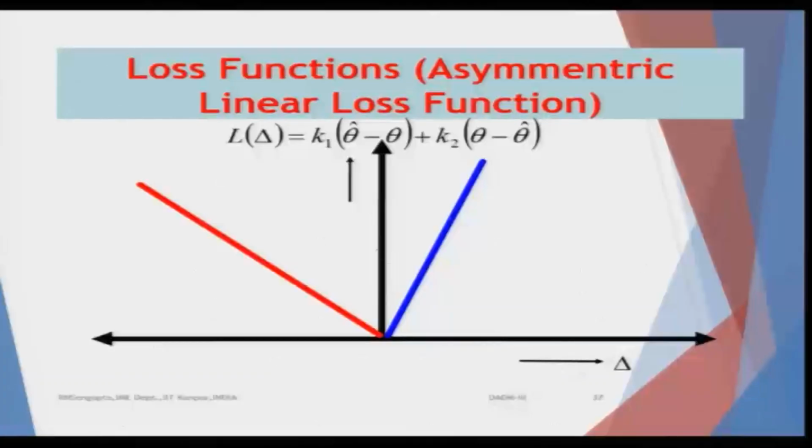So, k 1 will be multiplied if it is overestimated, and k 2 will be multiplied if it is underestimated. If the k 1 value is higher and the k 2 value is lower, then overestimation will be more penalized on the right hand side and underestimation will be less penalized on the left hand side. In case I reverse the values, that means k 2 is much higher than k 1, then the slope of the red line, which is the underestimation, will be much higher on the left, and the slope of the blue line on the right would be much lower.